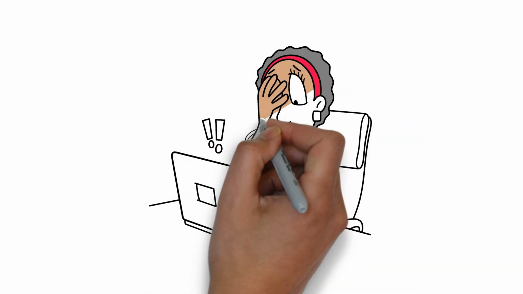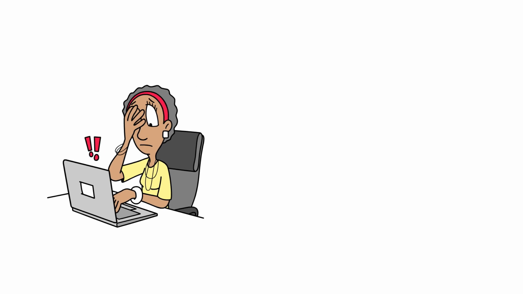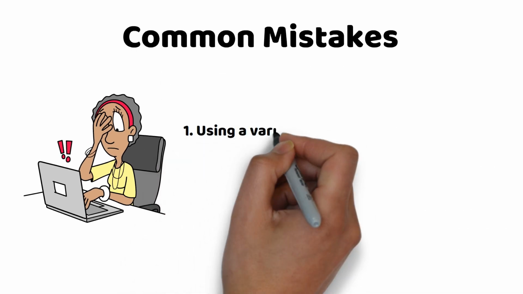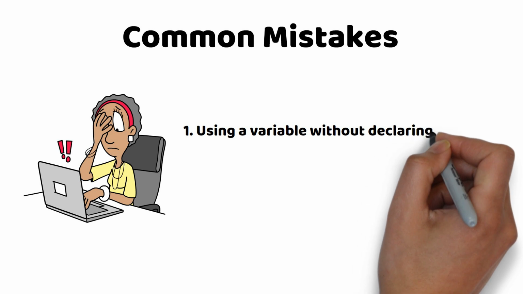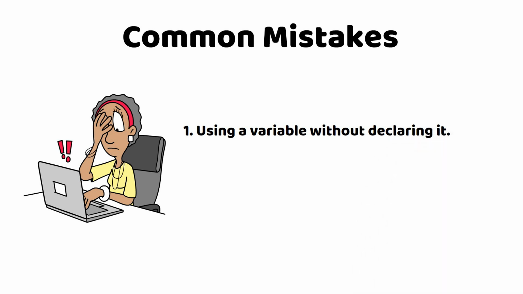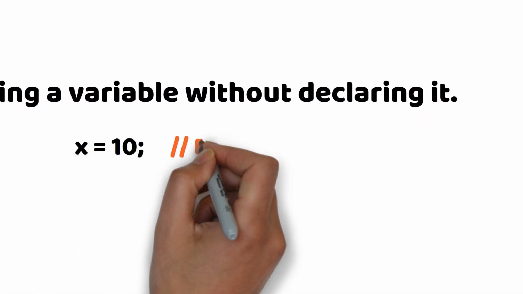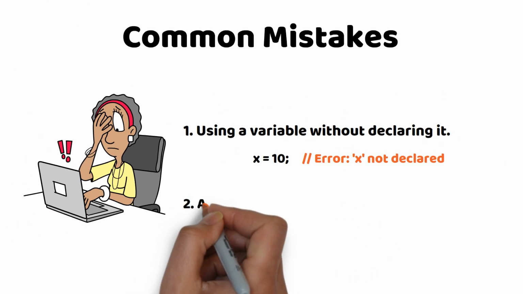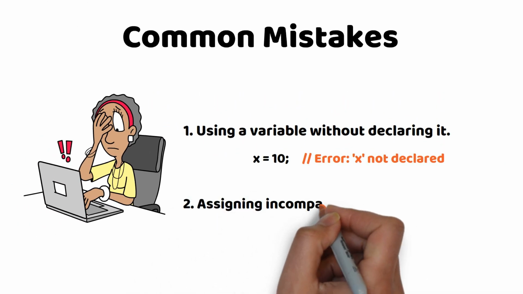Now let us discuss some of the common mistakes which we make while programming. Using a variable without declaring it. It is the most common mistake that a beginner makes while programming. At times we call a variable without declaring or initializing its value. As a result, there are errors which pop up. For example, x equal to 10. The error might be x is not declared. So you have to declare the data type of the integer x.